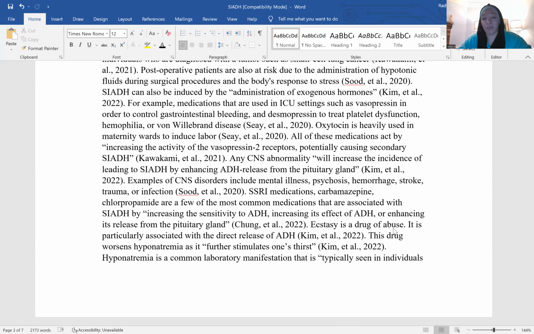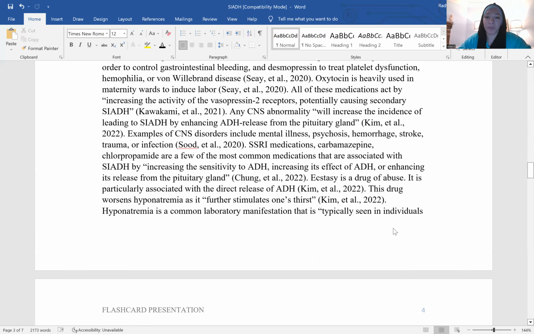Oxytocin is heavily used in maternity wards to induce labor. All these medications act by increasing the activity of vasopressin 2 receptors, potentially causing secondary SIADH. Any CNS abnormality will increase the incidence of SIADH by enhancing the ADH release from the pituitary gland. Examples of CNS disorders include mental illness, psychosis, hemorrhage, stroke, trauma, or infection.